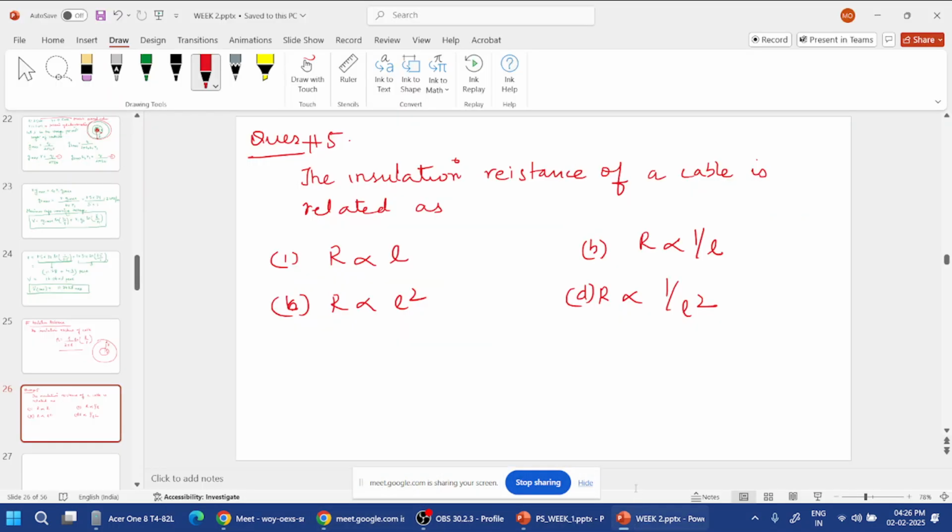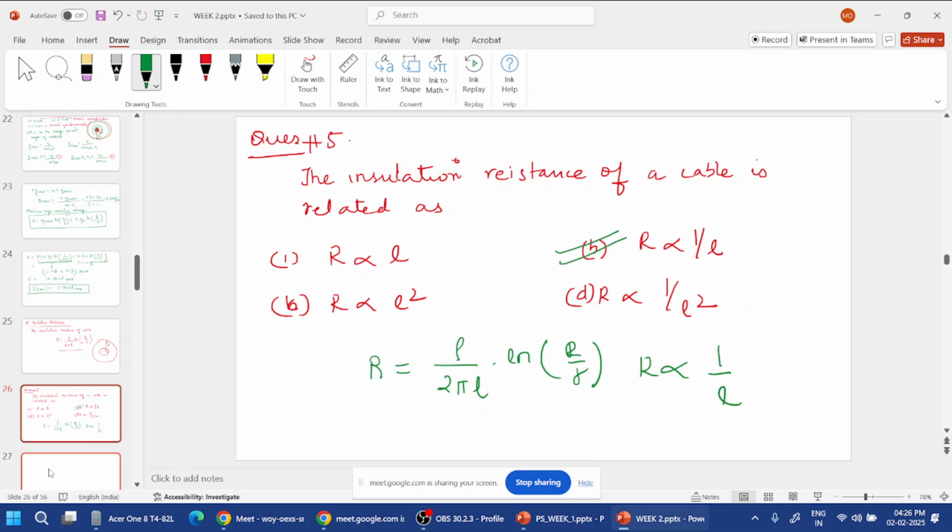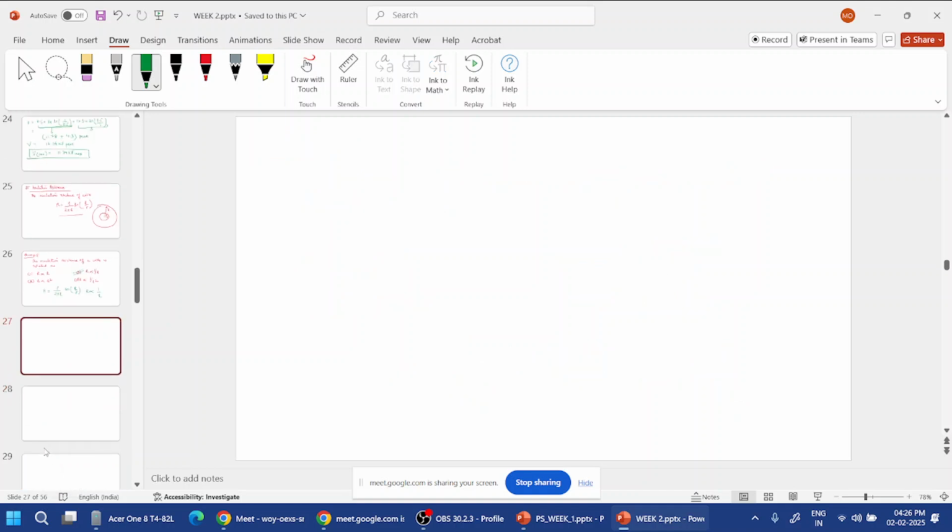Give me that answer in the chat box. The insulation resistance of a cable is related as. It is quite self-explanatory. What is R? R is rho upon 2 pi L log capital R by small r. So R is directly related to 1 by L. So basically, B is the correct answer.